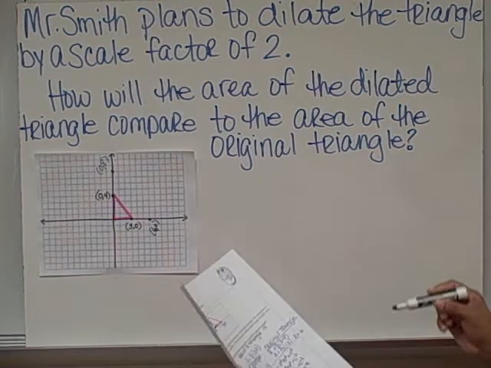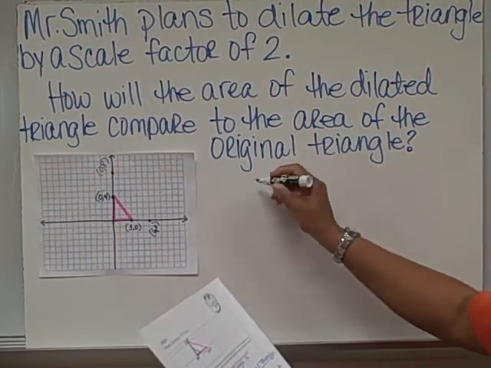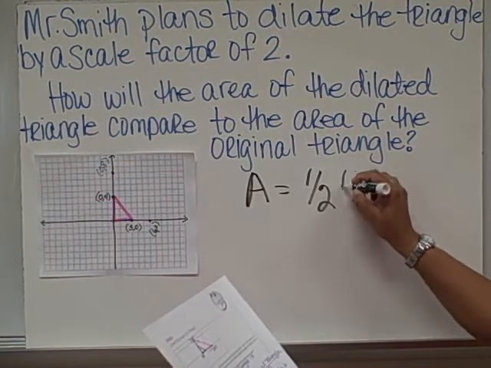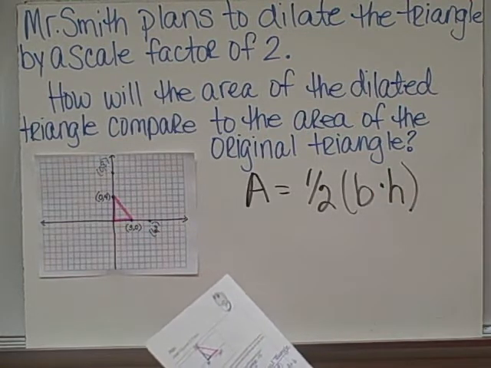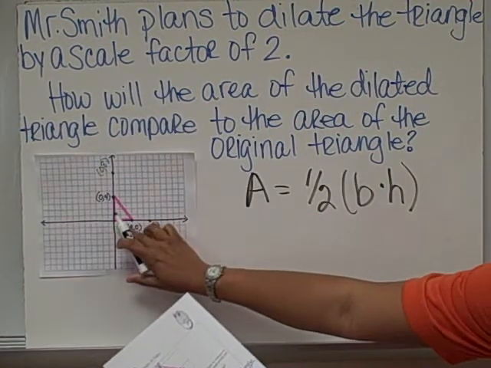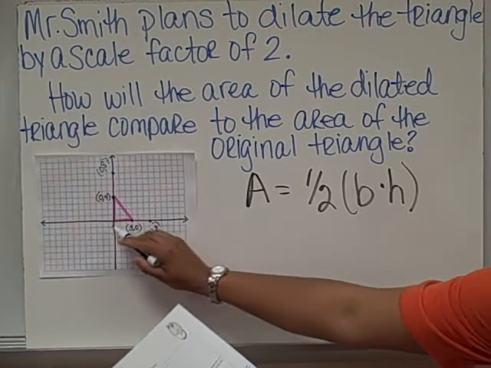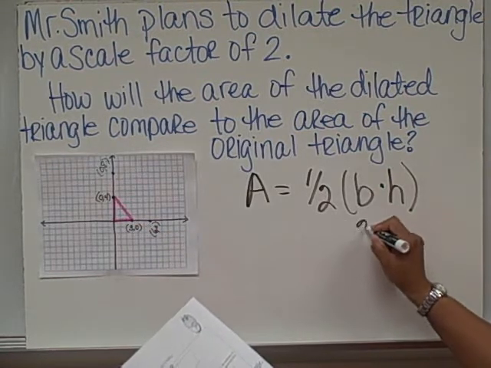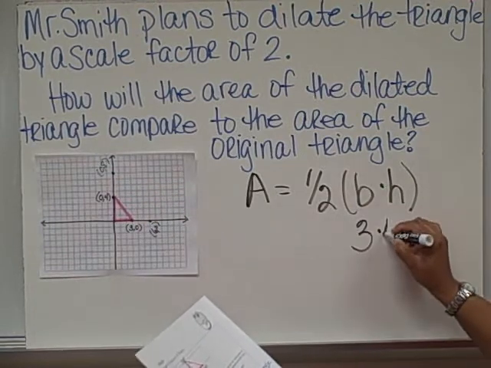Well, first, we need to make sure you know the formula for the area of a triangle, which is A equals 1/2 times base times height. Now, the original triangle that we have here, as you can see, the base here is going to be 3, and the height is going to be 4.